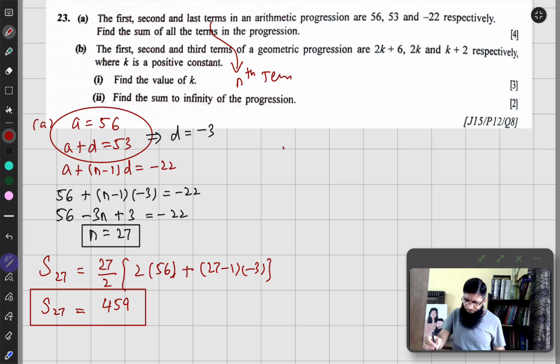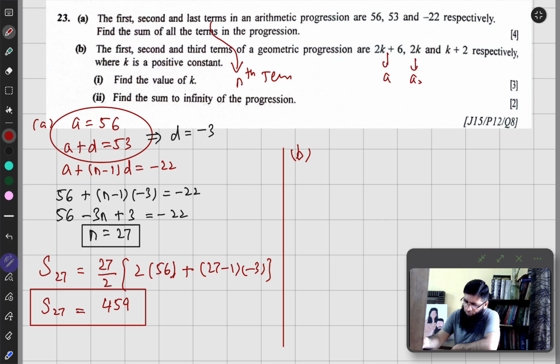Now look at part B. It is given in the statement that the first, second, and third terms of the geometric progression are 2k plus 6, 2k, and k plus 2. Find the value of k. Now basically this is the first term, this is the second term, and this is the third term.